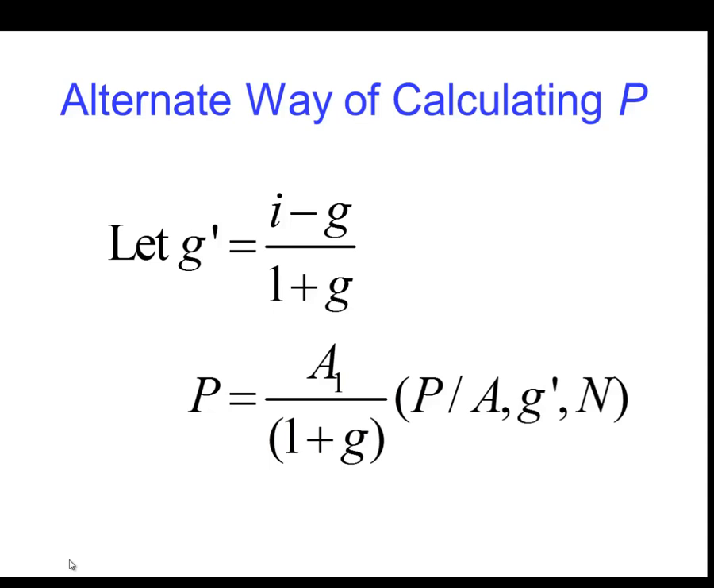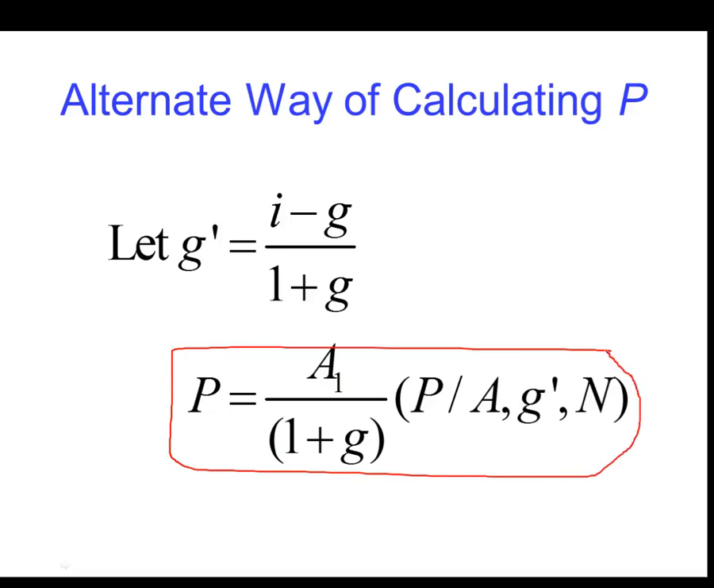If we let g prime or g dash equal to I minus g divided by 1 plus g, then the present worth will equal to A1 divided by 1 plus g multiplied by the geometric series factor using the new percentage, which is g prime or g dash. So we can use this formula to find the present worth.